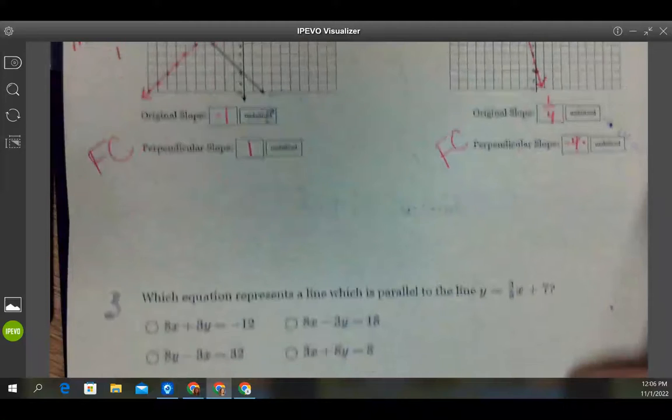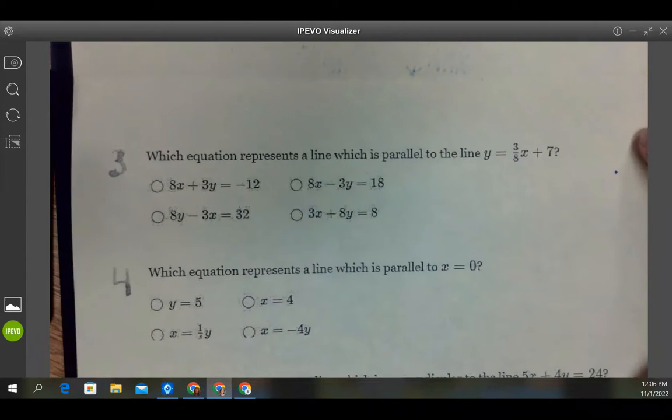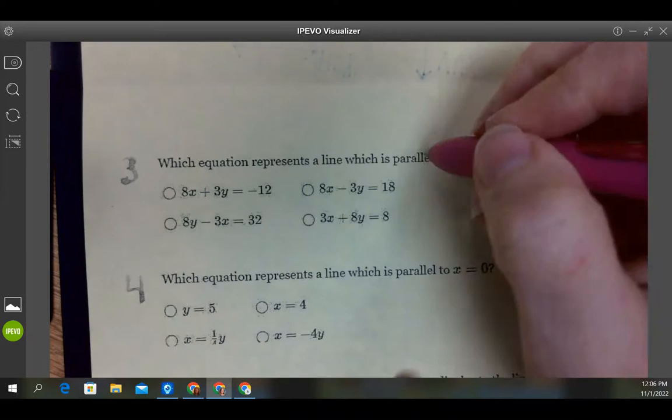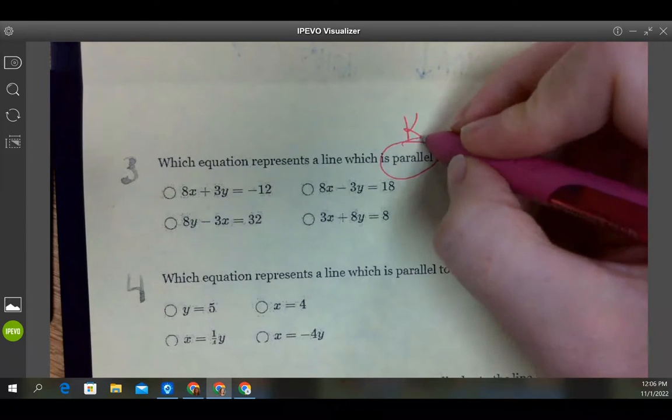All right, let's look at number 3. Which equation represents the line which is parallel to the line y equals 3 over 8x plus 7? So circle the word parallel. What does that mean about my slope? Same, yeah. So we're going to keep it. So keep.